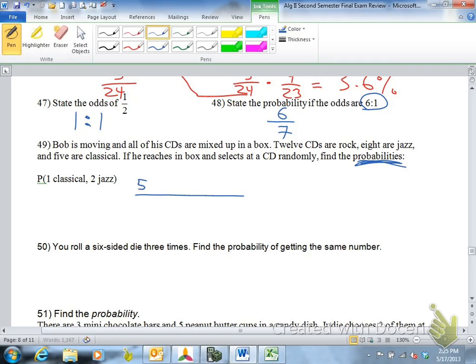Classical, 5 choose 1 classical. That would be 5 ways of picking classical. And jazz CDs, there are 8, and you're choosing 2. So that's your numerator. Your denominator would be the total CDs that you have, which is 25. And you're choosing 3 of those. And I think the answer is 6.1% when you punch that in your calculator.